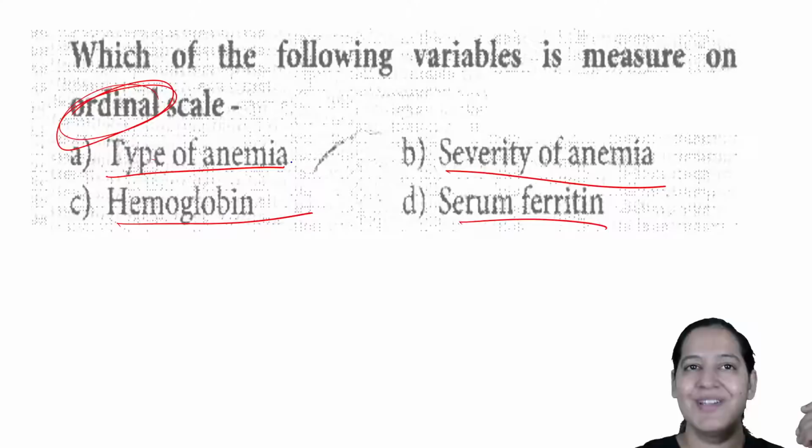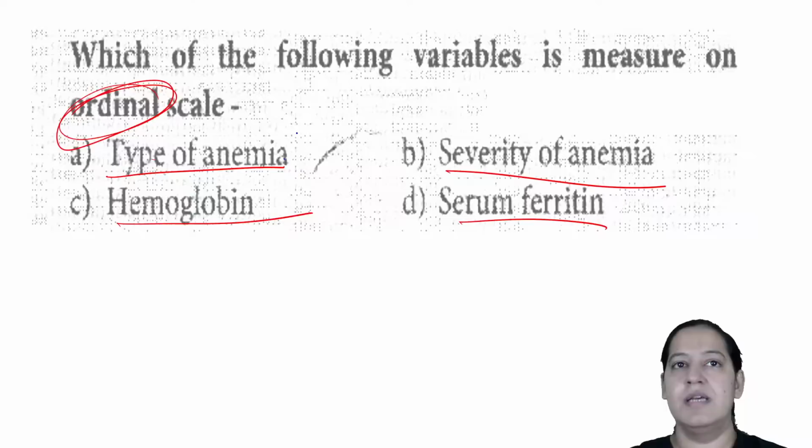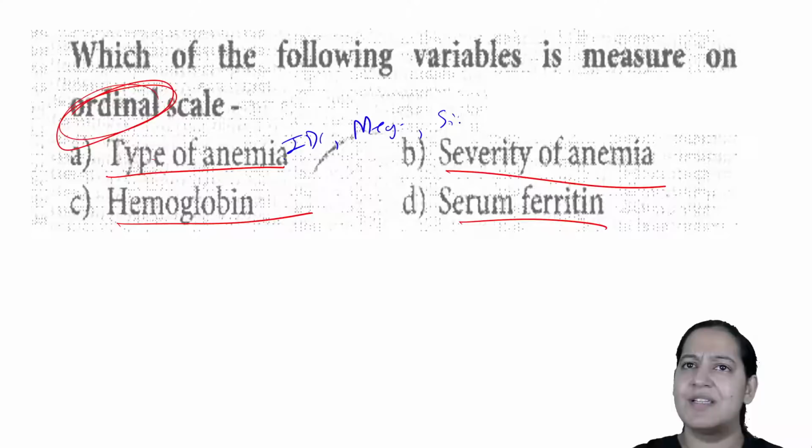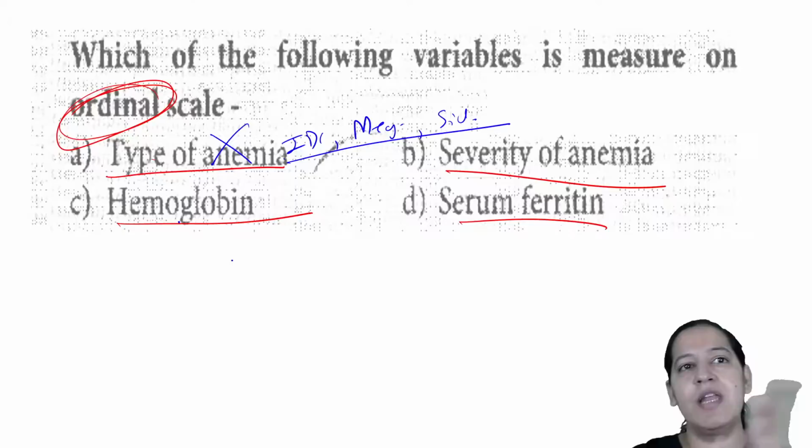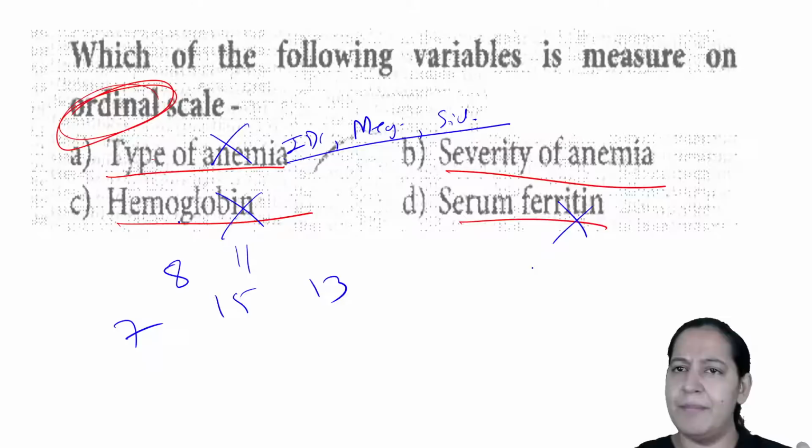So is it type of anemia? Iron deficiency anemia, megaloblastic anemia, so many anemias we know, sideroblastic anemia, but there is no order. There is no particular order, so it is not the answer. Hemoglobin can be 11, can be 15, can be 13, can be 8, can be 7. There is no particular order. Ferritin value can be anything. It can be 300, it can be 50, it can be 100. There is no particular order.